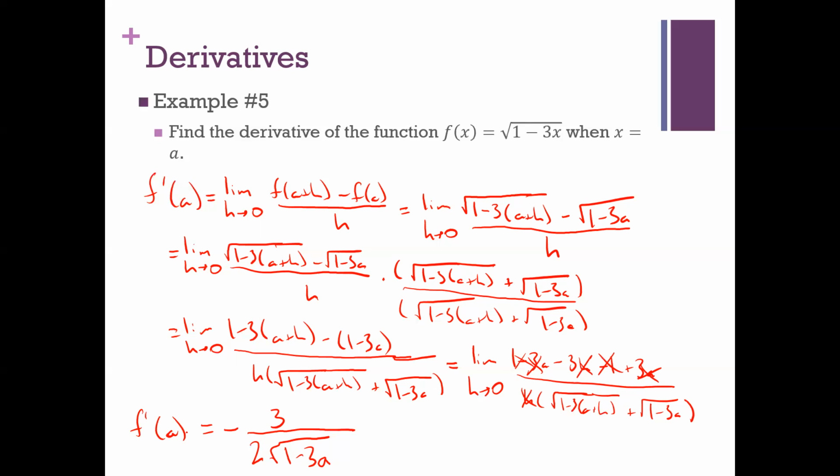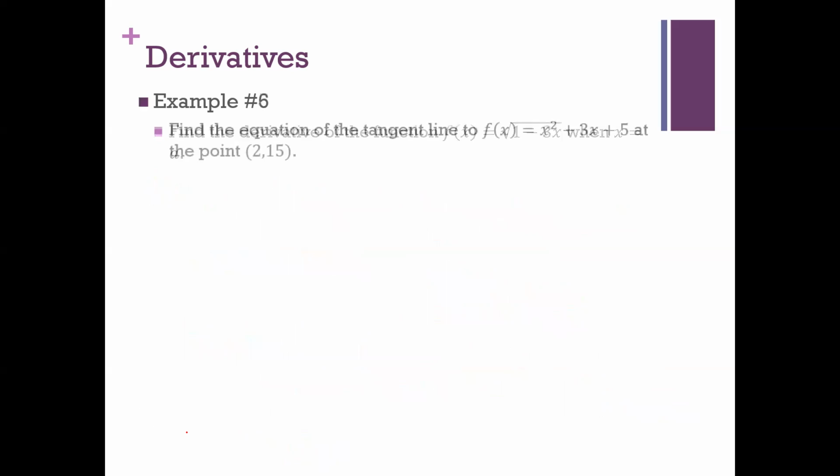If I plug in a value for a, will I get a value for f? And only one, right? So the derivative is a function unto itself. I have two functions here. One's called f, one's called f prime. They're related to each other in a very specific way, but they are both functions. Anything else? Okay.